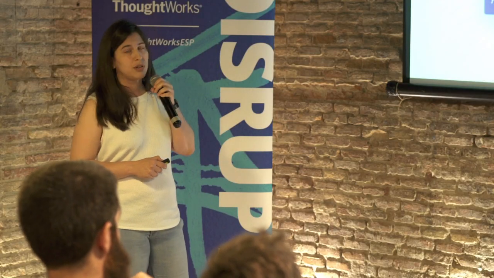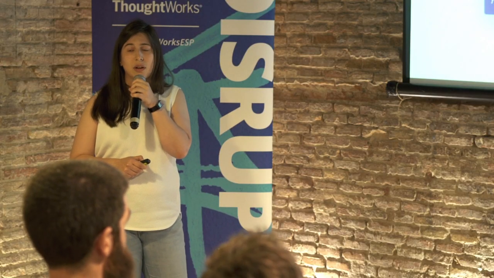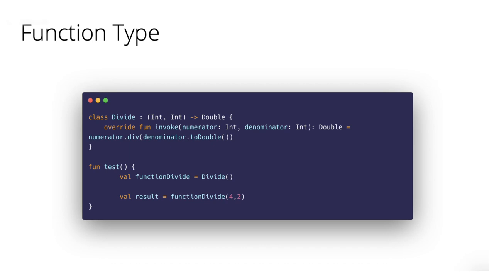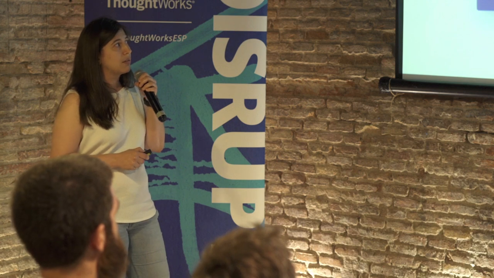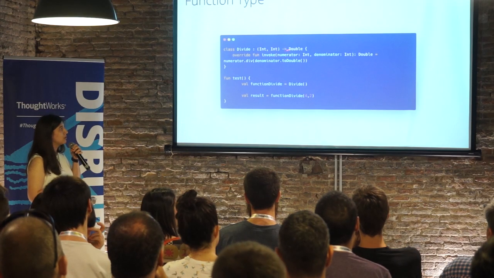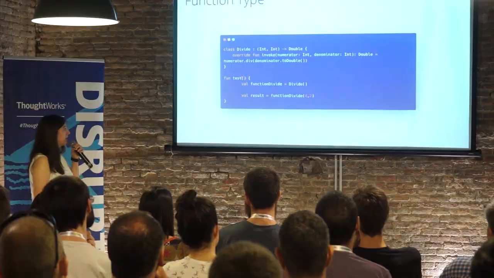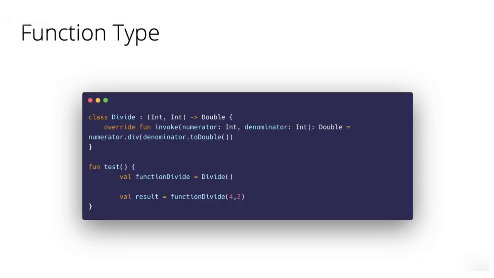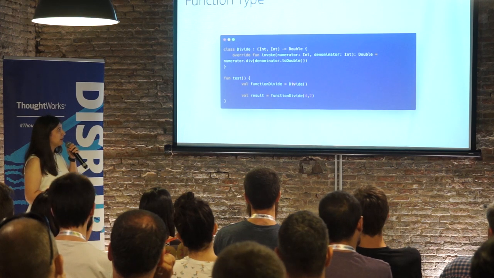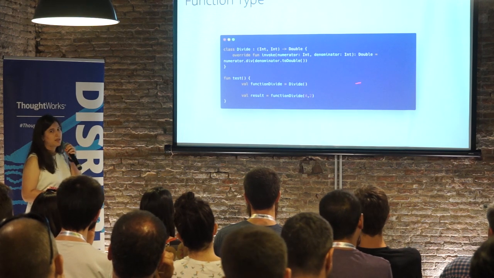Another really cool feature of function types in Kotlin is that we can create classes that extend a function. So in this case the class extends this lambda expression type, and we have to override the function invoke, to put all the implementation here. As you can see, the use is kind of straightforward. We instantiate this value with this class, and then we call it as a function.